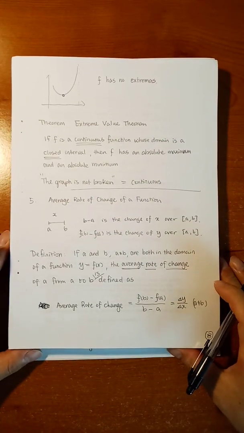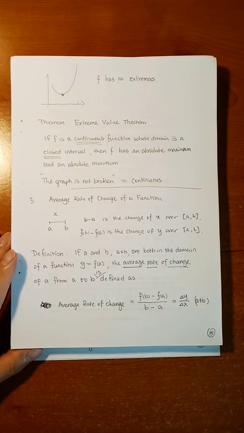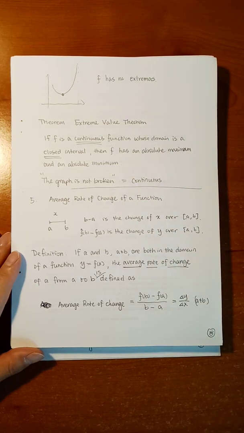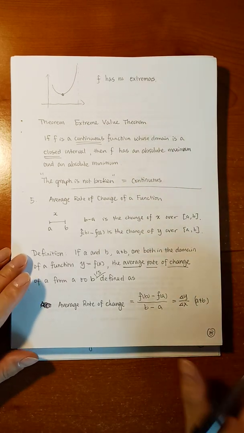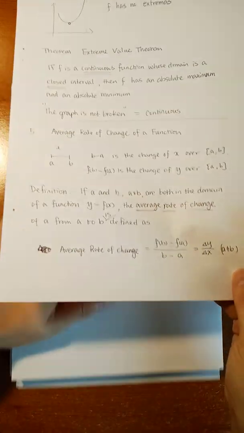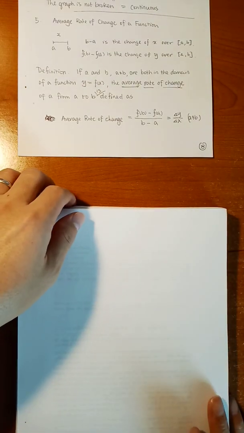Okay, so this is our average rate of change. And this delta y is the change in y, okay? Well, that's the definition. Let's see how we do computation based on the definition.